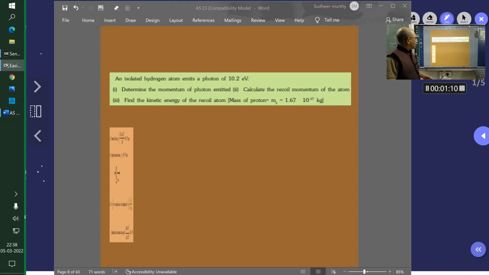And later on, from the momentum, we can calculate the kinetic energy of the atom. Because as we know, the momentum P is equal to mv, and the kinetic energy K is equal to half mv square. So that becomes P square by 2m. So from the first two sub problems, we will get the value of P, and then substituting it in P square by 2m, the mass of the proton is given. So we will be able to find the kinetic energy. Now the question is to find the momentum of the photon.